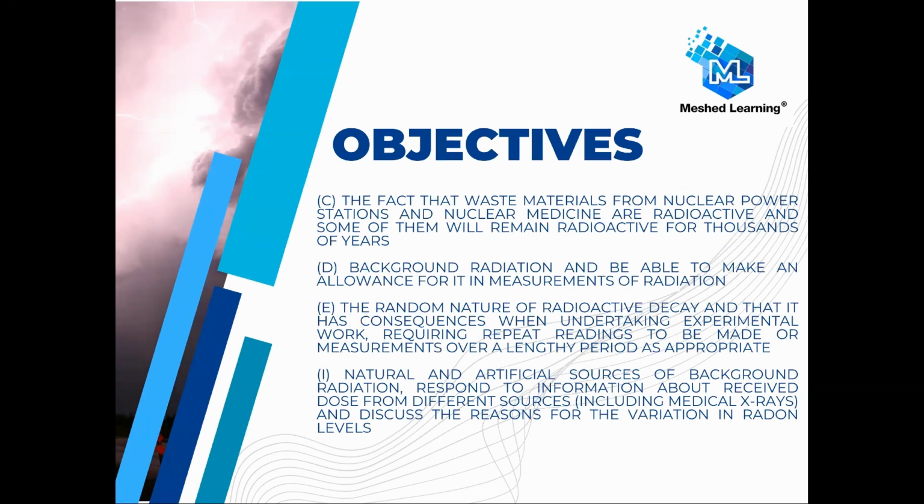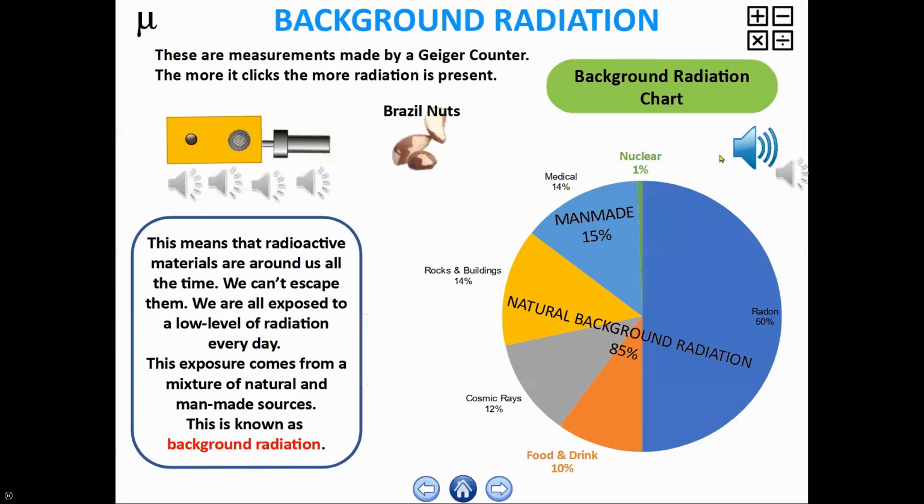So objective C from the specification for this particular topic, talking about waste materials from nuclear power stations, nuclear medicine, radioactivity, background radiation, random nature of decay, and artificial and natural sources of radiation. Right, so we clustered all these together because it made sense to talk about them all at the same time.